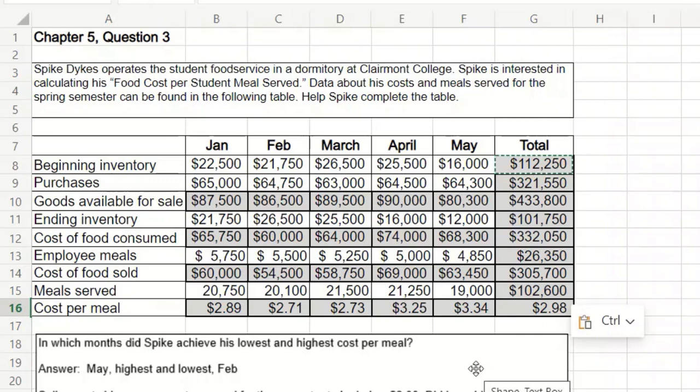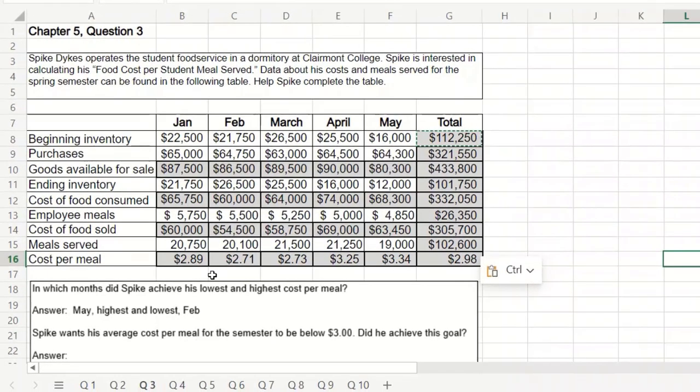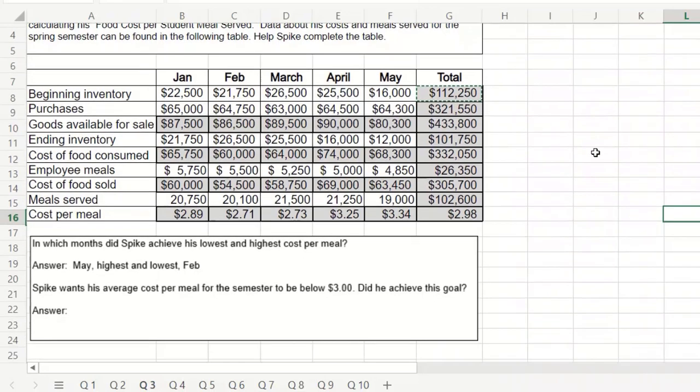All right. Okay, so in total, we averaged about a $2.98 cost per meal. Okay, in which month did Spike achieve his lowest and highest food cost per meal? We see February at $2.71, and then our highest being in May at $3.34. All right. So Spike wants his average cost per meal for the semester to be below $3. Did he achieve his goals? Yes, he did. But look at this and make sure that as a manager, you see that you're trending up. So you might want to monitor that because you're very close to that $3 mark. And maybe compare what you're doing in April and May versus what you're doing in January and February.